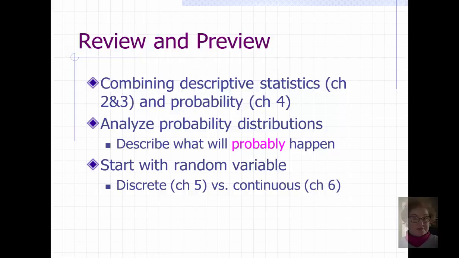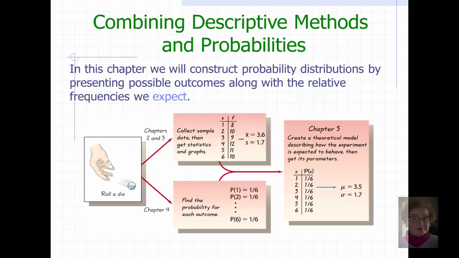We're going to deal with random variables, and there's two kinds. There's a discrete that we're going to talk about in chapter 5, and then there's a continuous random variable that we're going to talk about in chapter 6. Now what happens with discrete random variables is that we really have a certain number of outcomes that we can expect. For instance, we're going to roll a single die, and we know the outcome will be 1, 2, 3, 4, 5, or 6. You're not going to get a 2.5 when you roll a die.